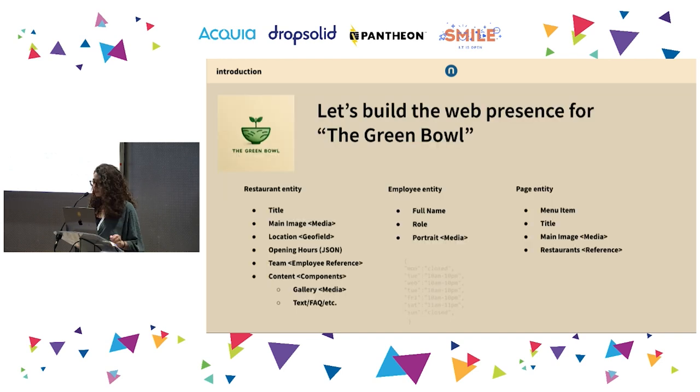For this Showdown, we have a use case to test the different options that all the content management systems offer. We will build the web presence for the Green Bowl, a restaurant chain. We have three entities: a restaurant entity with different kinds of fields, then an employee entity that will be referenced by the restaurants, and then a page entity to have a home page and single pages for the different restaurants. So we will show this project with every content management system.